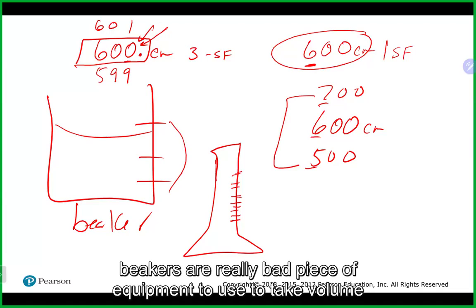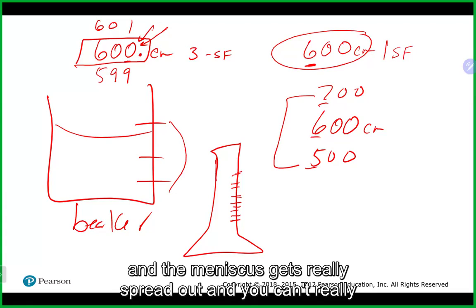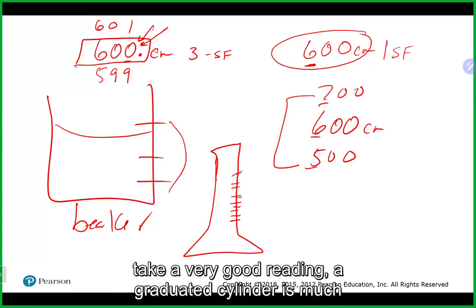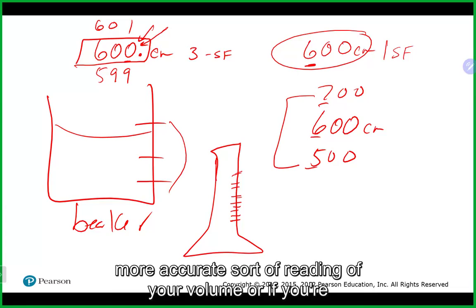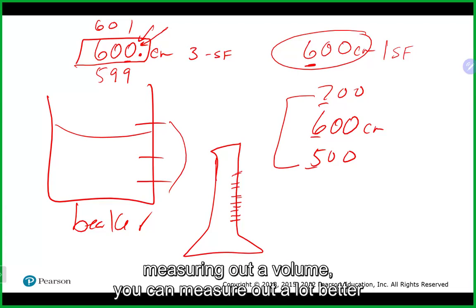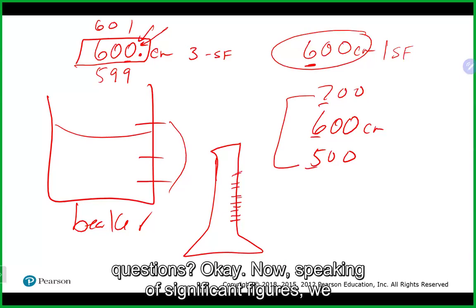That's why a beaker is a really bad piece of equipment to use to take volume measurements, besides the fact that it's really big on the top and the meniscus gets really spread out and you can't take a very good reading. A graduated cylinder is much better. It has a lot more markings. You can get a much more accurate reading of your volume, or if you're measuring out a volume, you can measure out a lot better than you could with something like a beaker. So, good. Other questions? Okay.